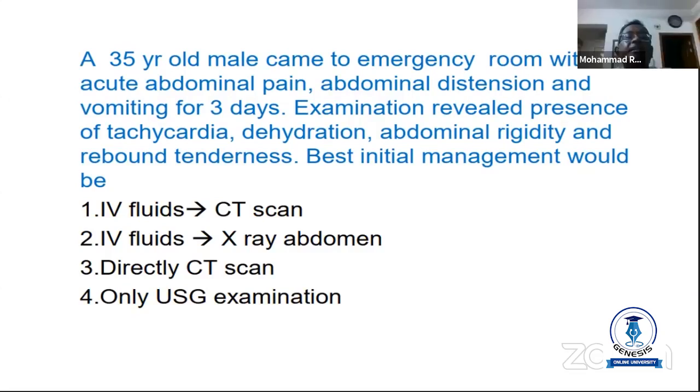Absolutely fantastic. So the patient has abdominal pain, distension, vomiting, rebound, and tachycardia. Something happened, inflammation, that is, peritonitis has developed. So IV fluid is a must because the patient has dehydration, followed by an immediate X-ray to check whether there is gas content, perforation, or obstruction.